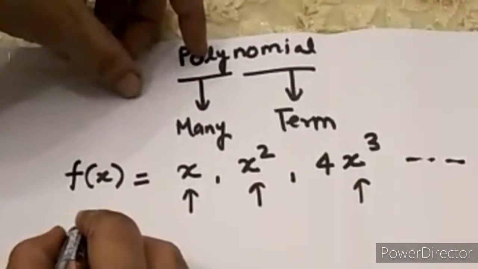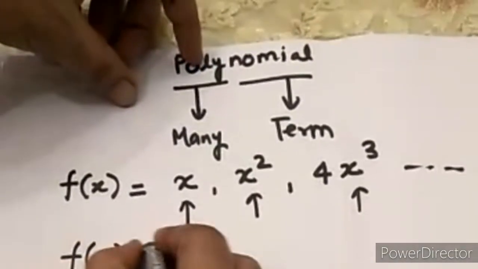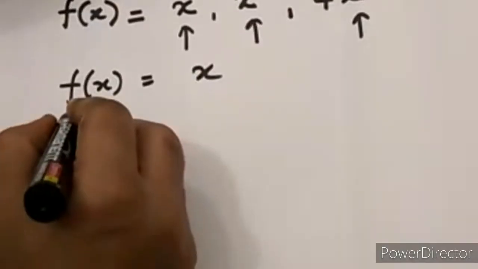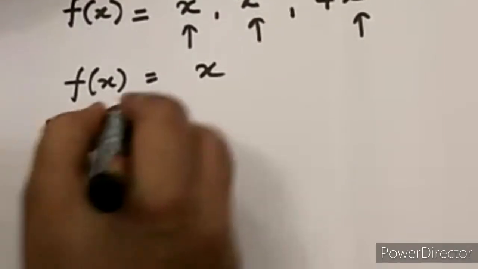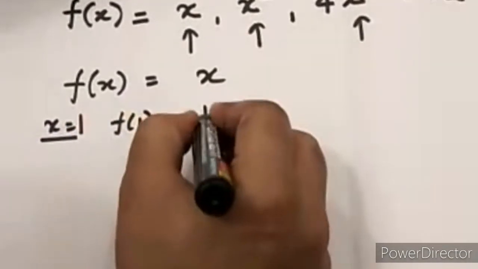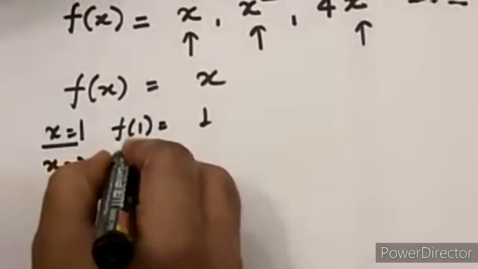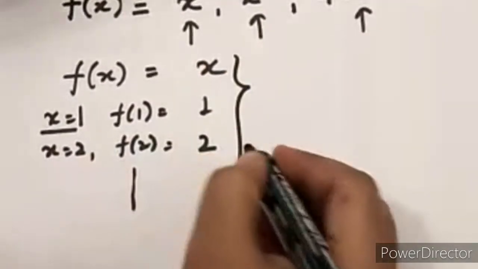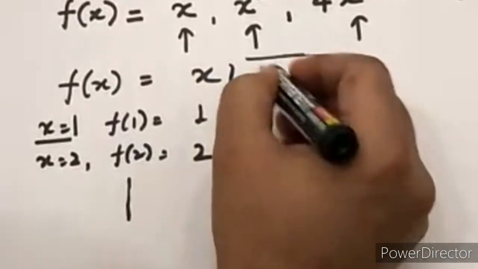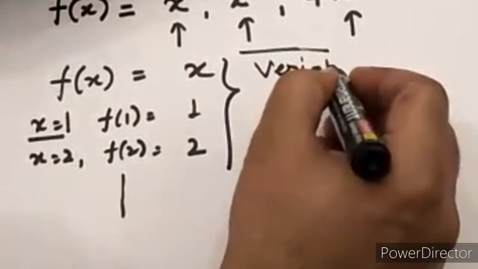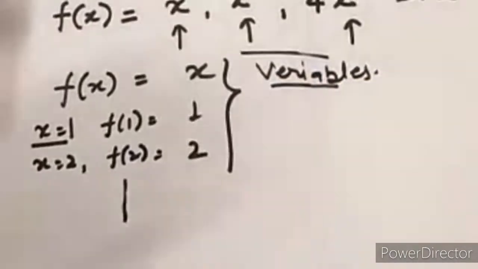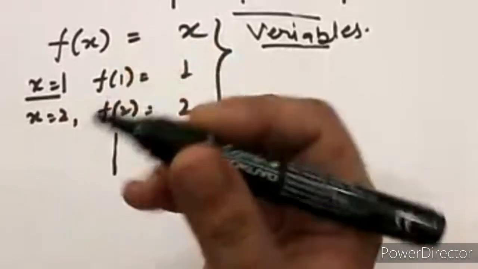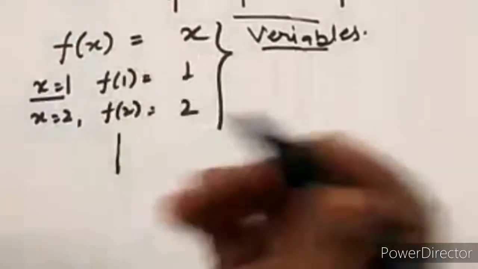For example, your function is, let's say, x. Okay, for x equal to 1, the value will be 1. For x equal to 2, the value will be 2, like that. So that's why these are called variables. So come to the polynomials. Polynomials, as I told, are a combination of many terms. They can be fixed or variables.